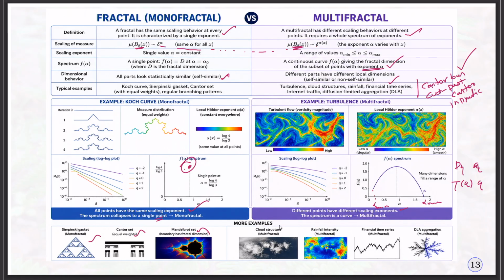Here in the multifractal setting, there are cloud structures. These structures have multifractal natures, and rainfall intensity has a multifractal characteristic. The distribution is heterogeneous. The financial time series has more fluctuation; though it is statistically self-similar, it has more fluctuations, so it has a multifractal nature. DLA, diffusion limited aggregation, follows the multifractal natures.